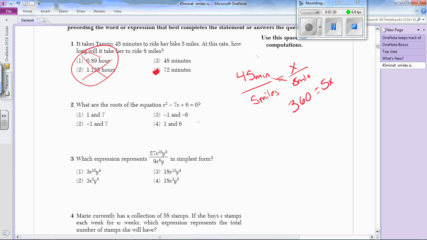Okay, so there's two ways to do this problem. You can either factor it, and you get x and x. Since this is a positive, both signs have to be the same. They're both going to be negative. So minus 1, minus 6, and that makes x equals 1, and x equals 6. Choice 4.